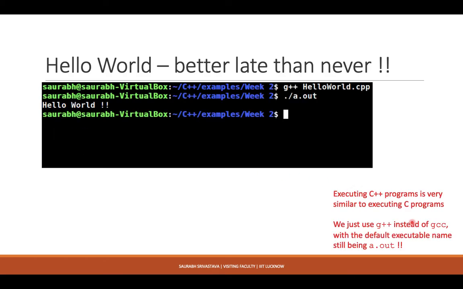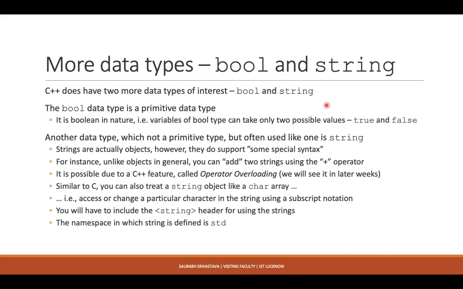And when you are trying to execute these programs, it's very similar to C. In C you used to do gcc followed by the name of the C file. Here we are using g++ instead of gcc, and the default executable name is still a.out, and then you can run it like this.